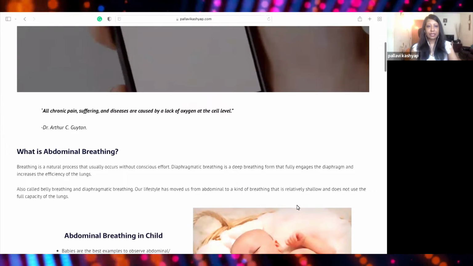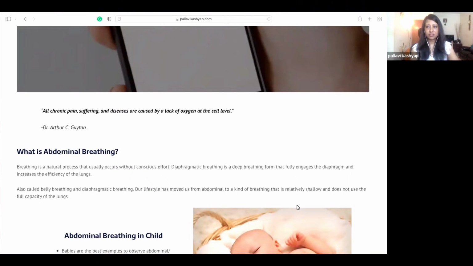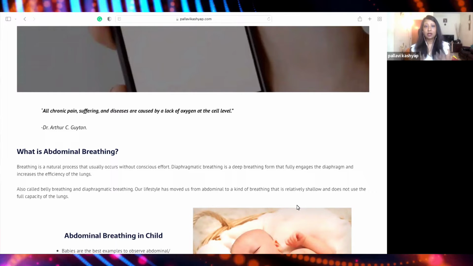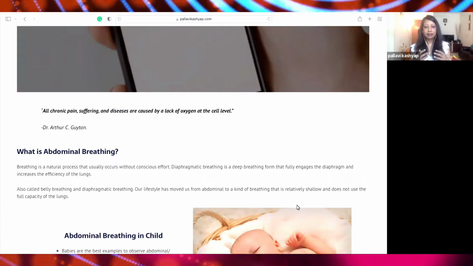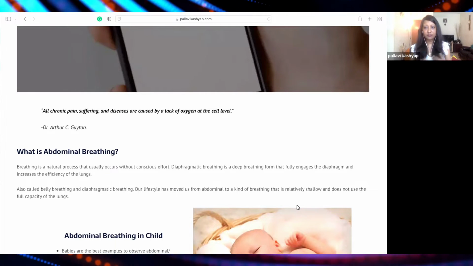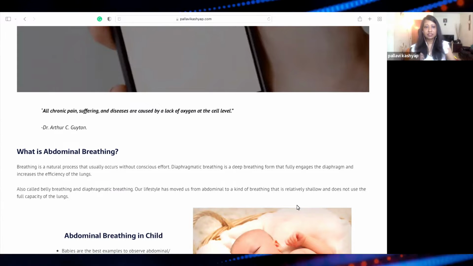All chronic pain, suffering and diseases are caused by a lack of oxygen at the cell level. We all know that we need enough oxygen in our body for carrying out the right bodily processes, and any scarcity of the right amount of oxygen leads to issues at our body levels.